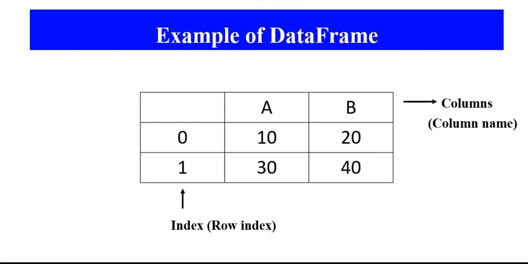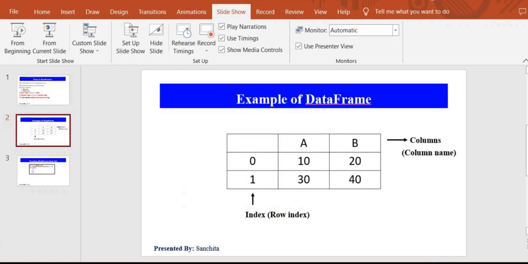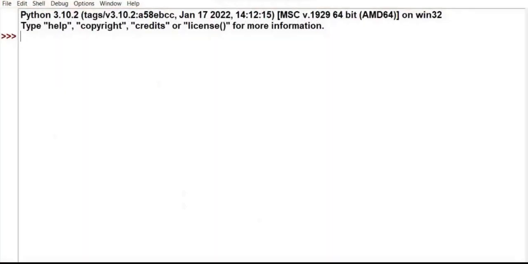So let's see in Python ideally how do we create a data frame. So we will first write import Pandas as PD. Then we write the data. Then we create a data frame object, and it should be any valid identifier.